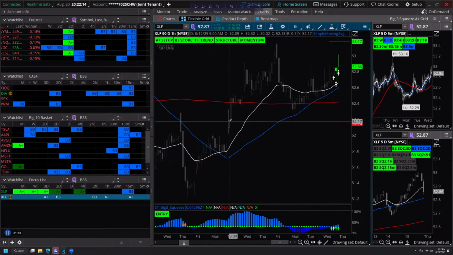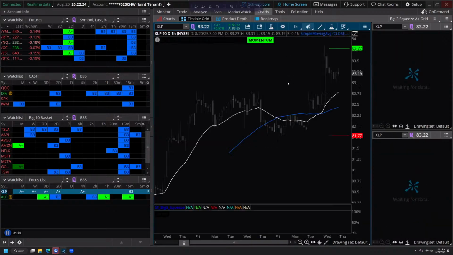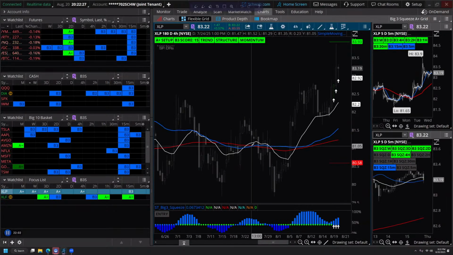Don't fall in love with one time frame. Try to find that perfect squeeze on these names showing really good alignment. We might be buying off the hourly. It might be 4-hour chart for XLP. Take into consideration the bigger picture.